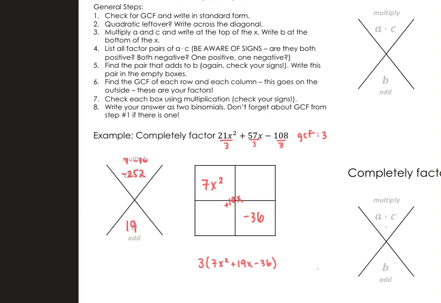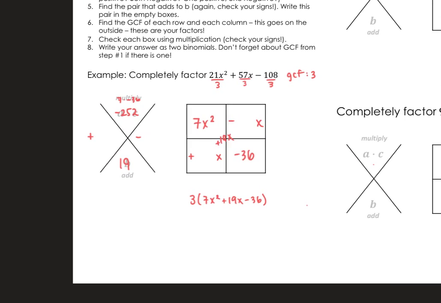All right, so now what we're going to do is list out the factor pairs of whatever ac is. Something we need to think about is that since we're trying to multiply to make a negative number, one of my factors has to be positive and the other has to be negative, which means when we put them in the box, one of these has to be positive and the other negative. So now we're going to list out the factor pairs of 252.